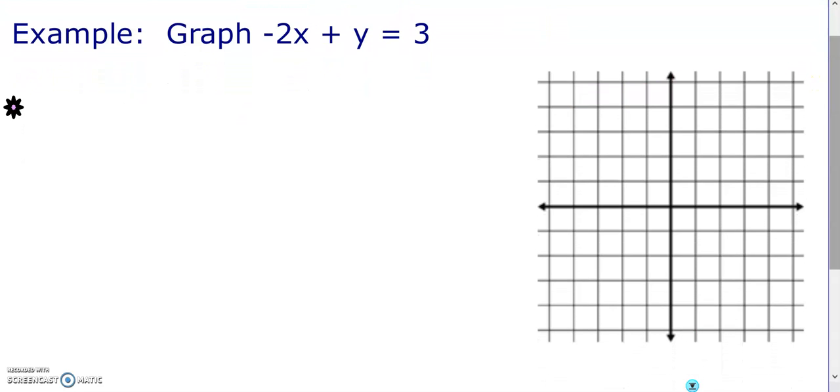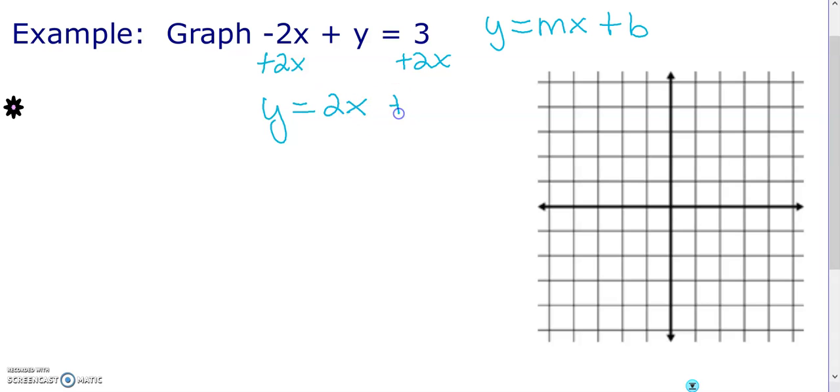Graph -2x + y = 3. Again, I need it in y = mx + b form, so I'm going to get it there first. I'm going to add 2x on both sides, and we'll get y = 2x + 3. Then I want to go ahead and identify my slope as a fraction and the y-intercept. The slope in this case is 2 over 1, and the y-intercept is 3. Remember, your 2 over 1, your slope, means you're going to rise 2 and then run 1.